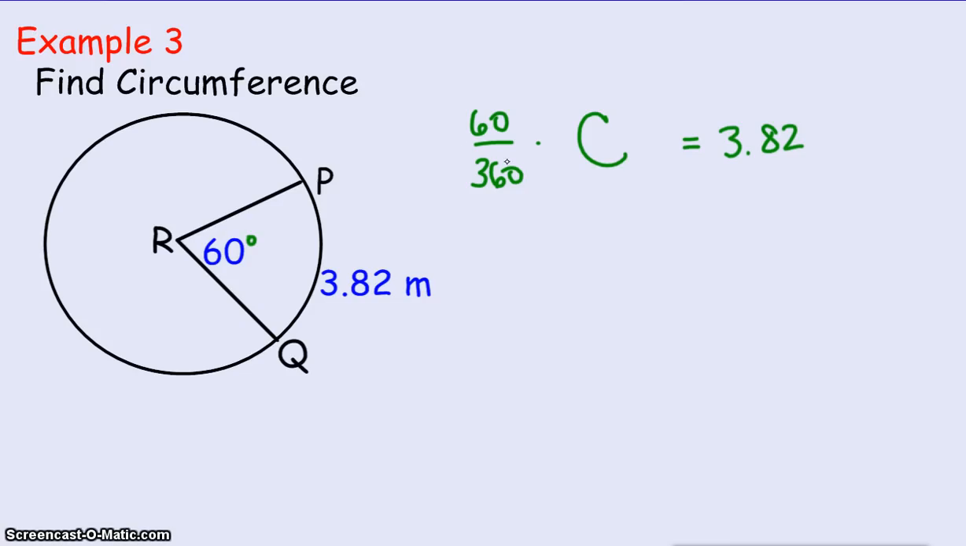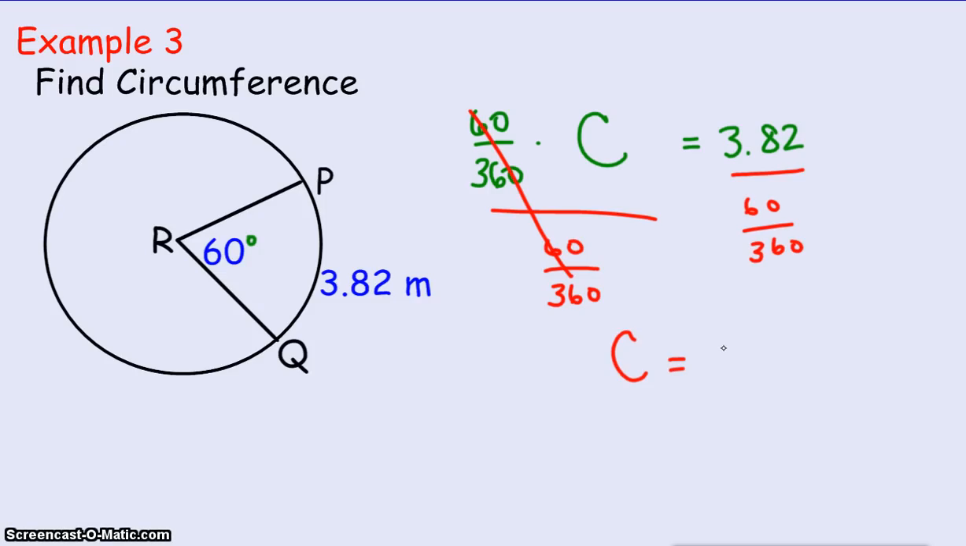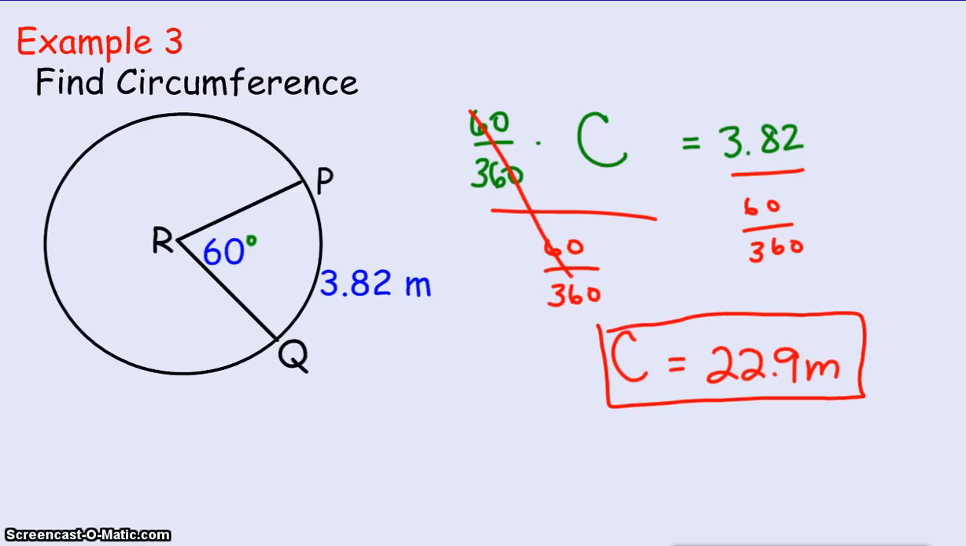So what I'm doing now is 60 over 360 is being multiplied to C. So let's divide each side by 60 over 360. Alright? So that simplifies to 1. The circumference here has to be 3.82 divided by 60 over 360, 22.9 meters is the circumference of this circle.